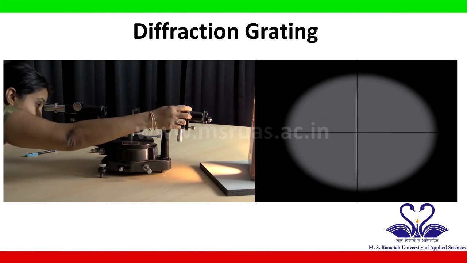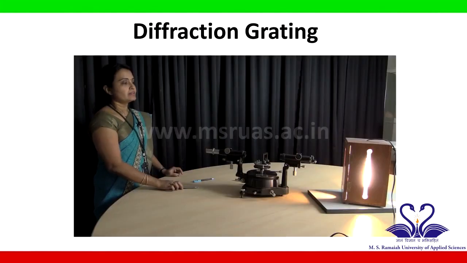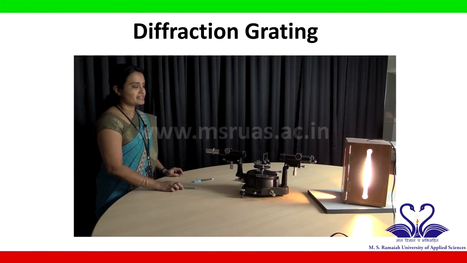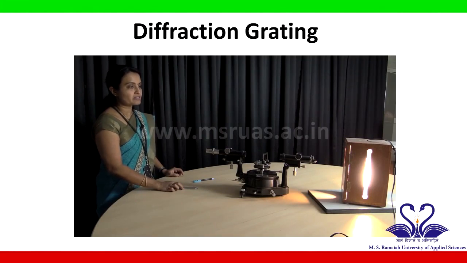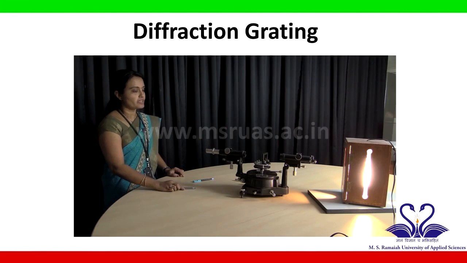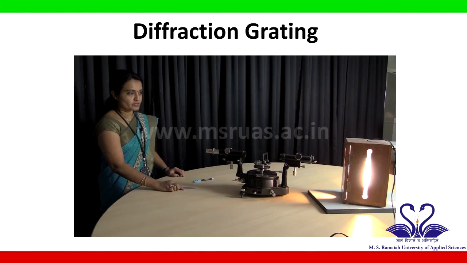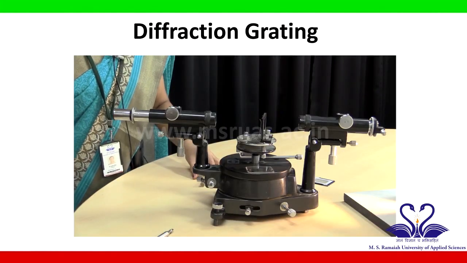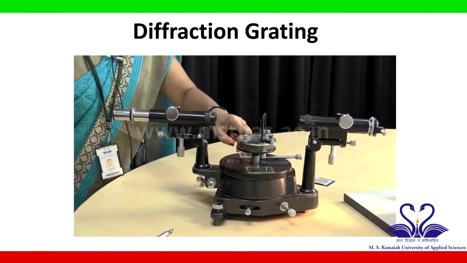After that, work on the tangential screw attached to the collimator. Work on it till a bright, intense slit is observed in the field of view. This adjustment of the collimator sets the collimator to receive the parallel rays from the source. The image of the slit in the field of view of the telescope is due to the direct ray from the source. Next, we have to check whether the grating table is leveled.